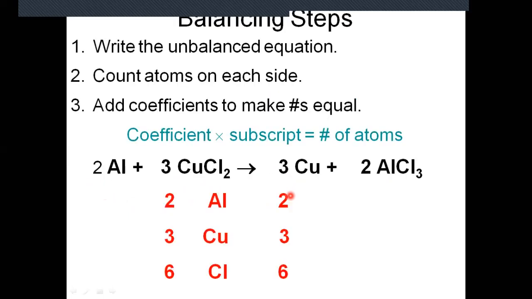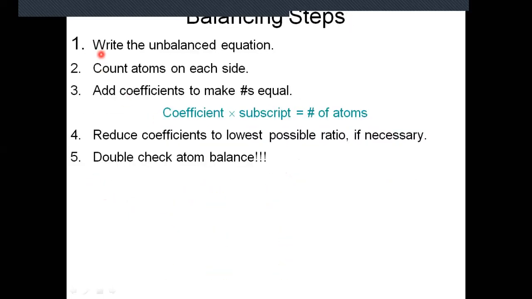So these are the balancing steps. First is to write the unbalanced chemical equation, then count atoms on each side of the equation, then add coefficients to make the number of atoms equal. Fourth step is to reduce coefficients to the lowest possible ratio if necessary, and the last step is to double check atom balance.